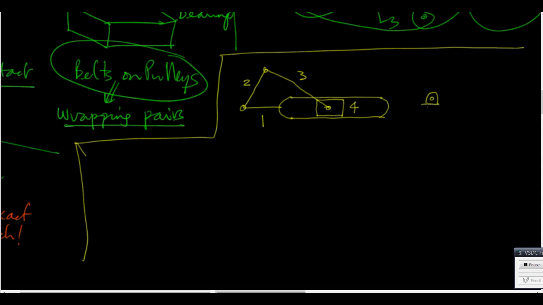This is 1, that is 2, which we will call a crank. This is a connecting rod, that is 3. And this is a slider, that is 4. And this is 1 again. This is called a slider crank mechanism.